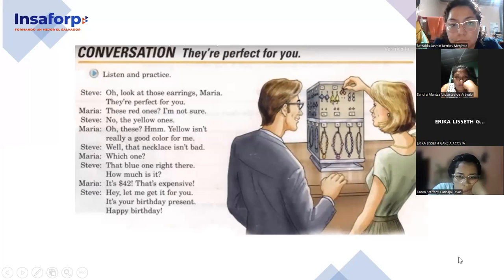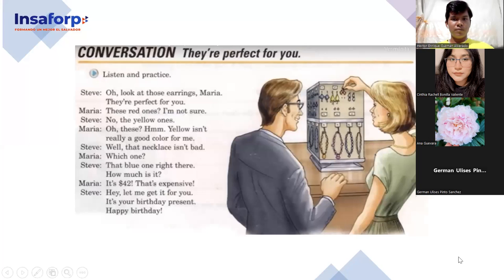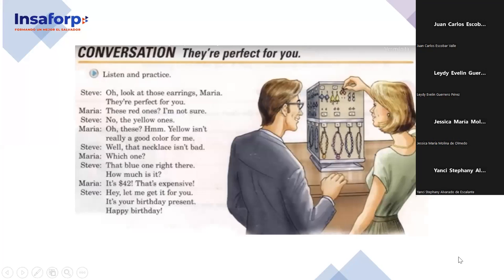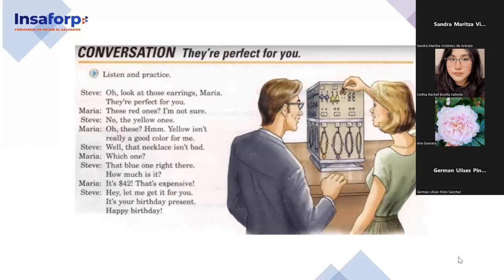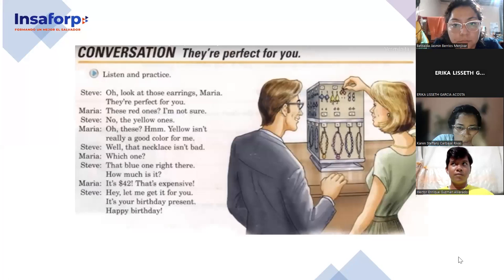Exactly. Very good. Okay. So it's like when you get something right, that looks perfect on you, right? So you see, oh, this one is perfect for me. Very good. We have Steve and Maria here in this conversation.